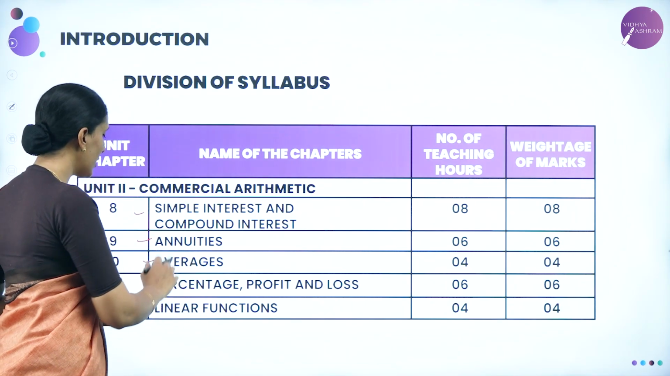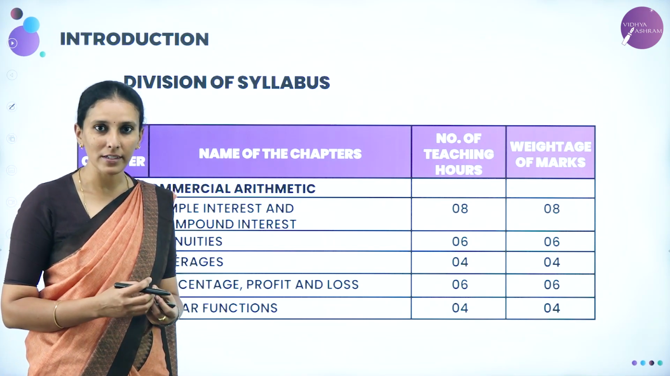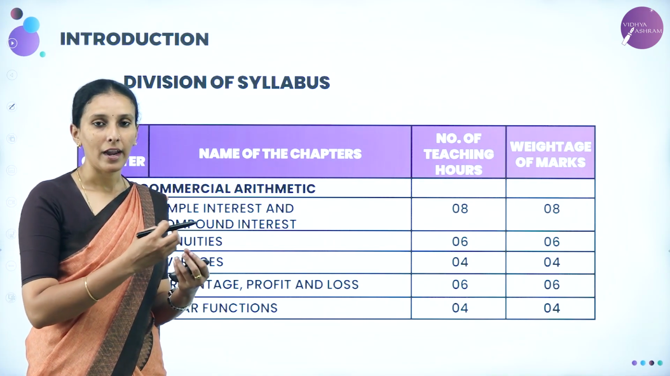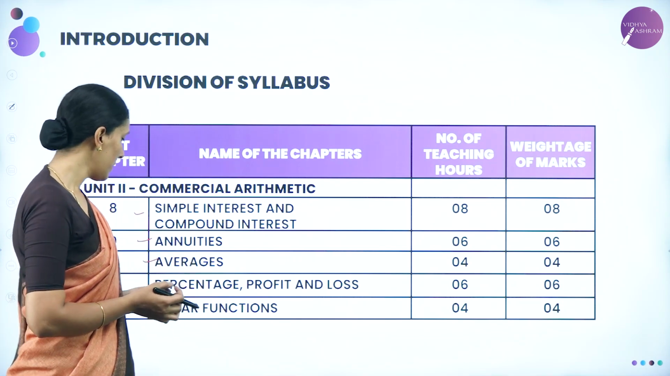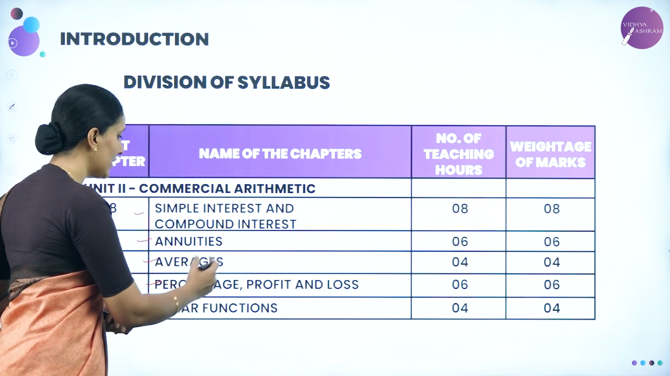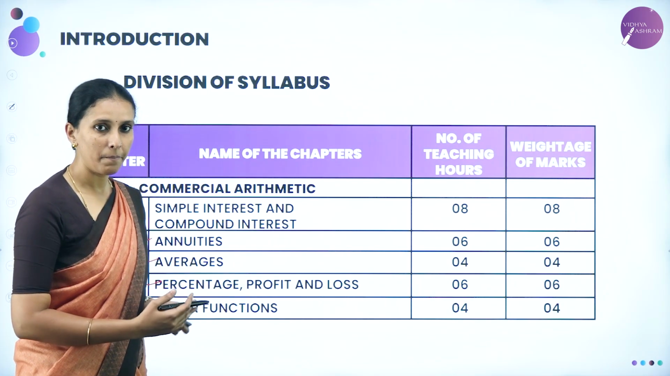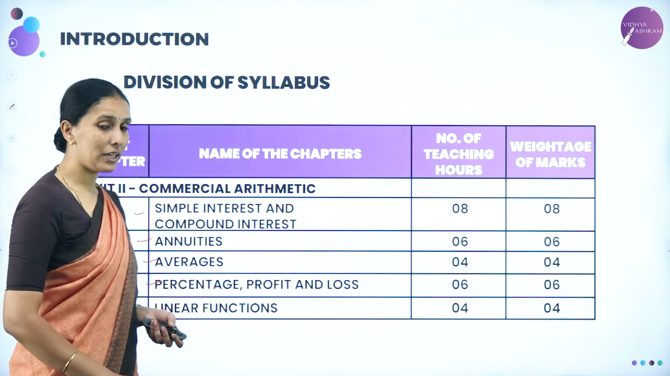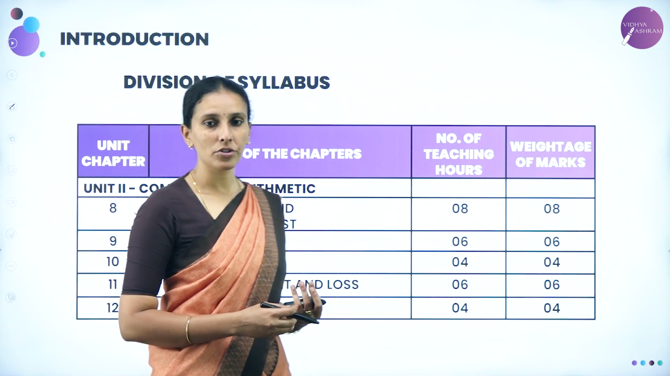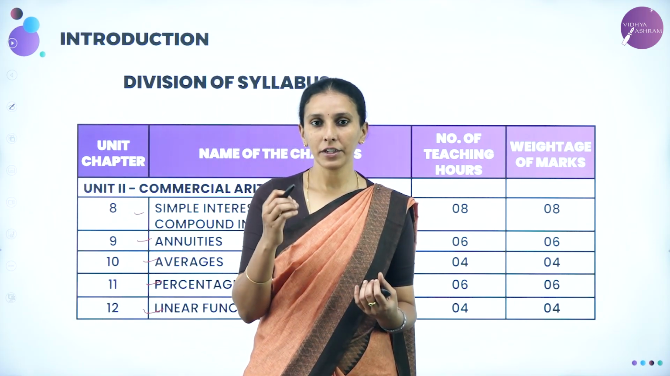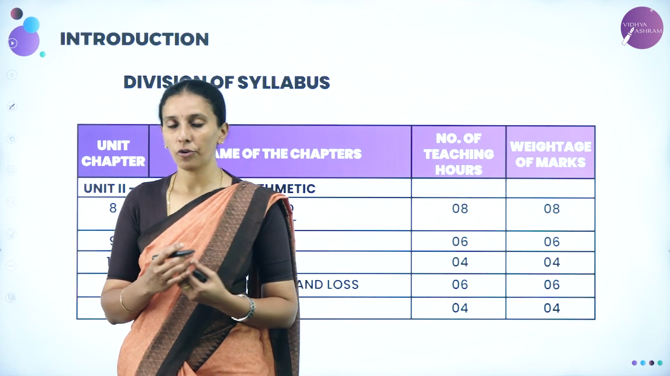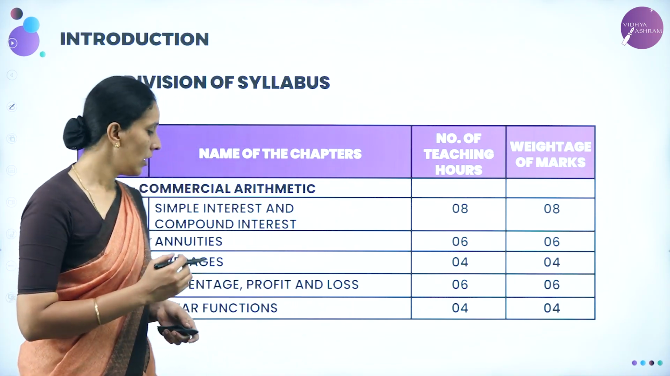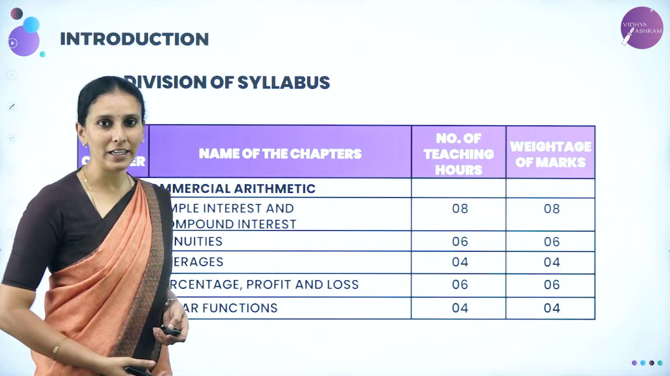Next, we have averages. Averages is a basic concept which includes the average and sum of given quantities. Next, you will be learning percentage, profit and loss once again, the school base here also. Next, you will be learning linear functions. In linear functions, you will have new concepts like cost function and revenue function. Here you are going to learn all these functions in the form of linear functions.